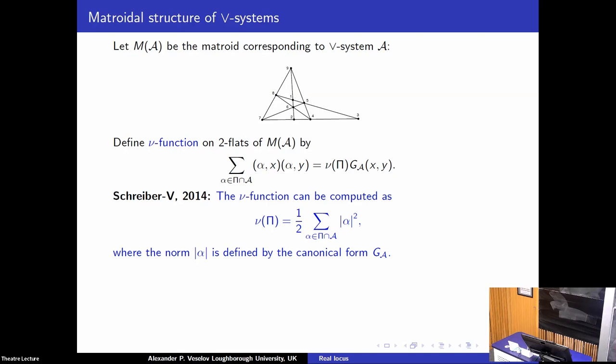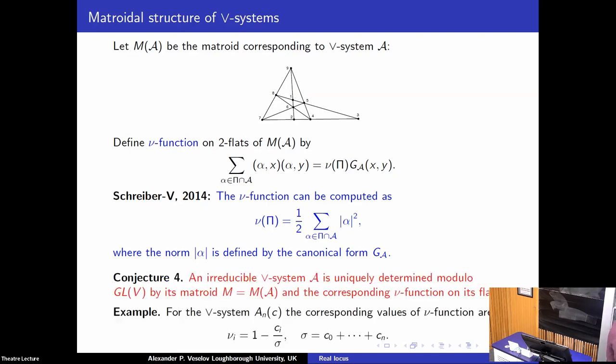It's only for check system. That doesn't make sense for arbitrary. But anyway, here it's under the conjecture which I had, that matroid structure plus knowledge of function nu uniquely defines the check system. So you need this additional information of nu, and we had some restriction. What are possible functions of nu? Conjecturally, it is uniquely defined, but it's not proved. For example, for check system of A and C, if you know nu I, you know ci up to proportionality, right? So it's kind of conjecturally true.